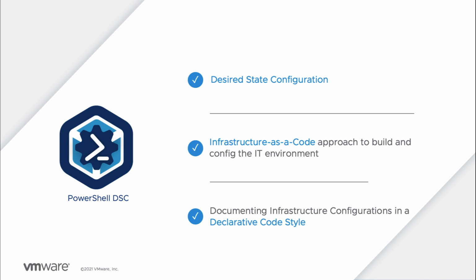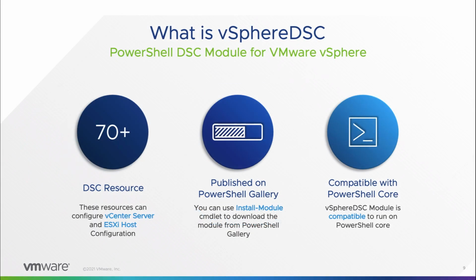The whole idea behind PowerShell DSC is to have a configuration document written in a declarative code style and apply the configuration document on the target endpoint, ensuring that the target endpoint receives the configuration and complies with the desired state configurations. The vSphere DSC module provides the PowerShell DSC resources for vSphere. The module currently has 70 plus resources to configure different configuration aspects within vCenter and ESXi host.